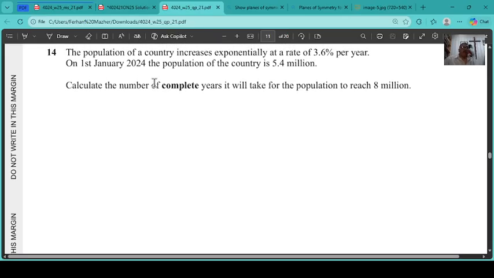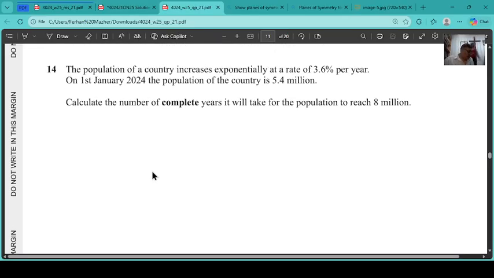So here we have question number 14, and it's a 3 marks question. The statement says the population of a country increases exponentially at a rate of 3.6% per year. On the 1st January 2024, the population of the country is 5.4 million. Calculate the number of complete years it will take for the population to reach 8 million.